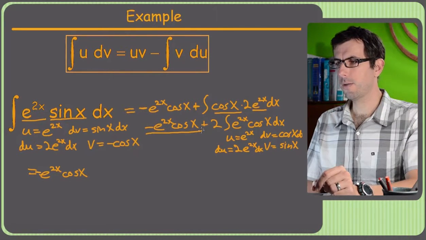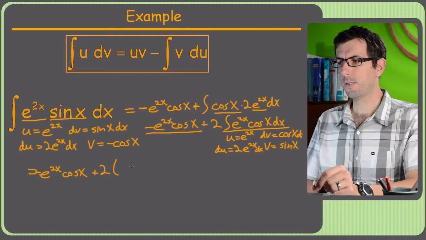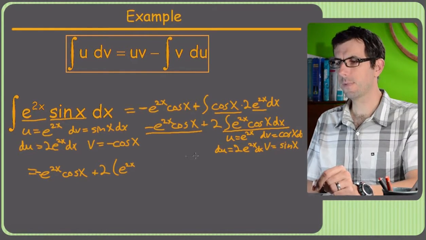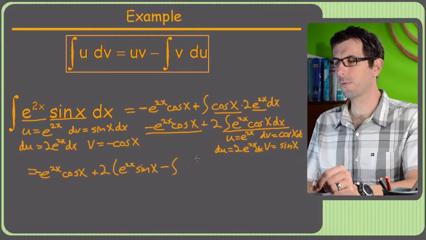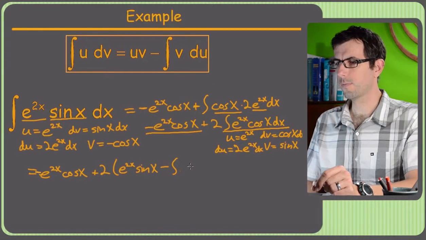Now then we had a plus 2 times this whole integral, and that's what I'm going to replace with the uv formula up here. So u is e to 2x times v, sine x, minus the integral of v, which is sine x, times du, which is 2e to the 2x dx.